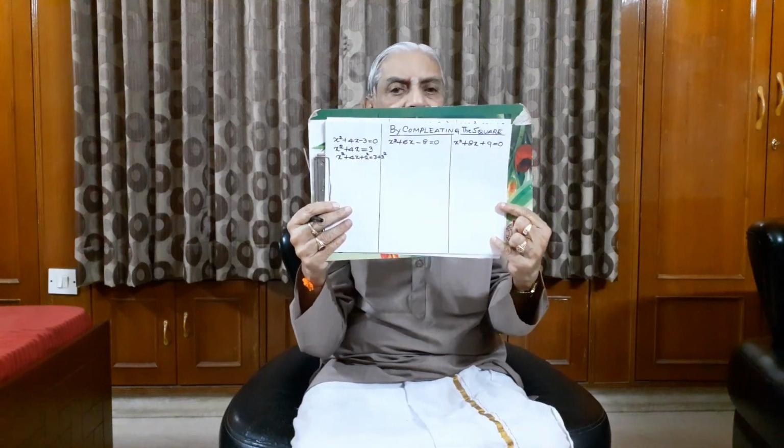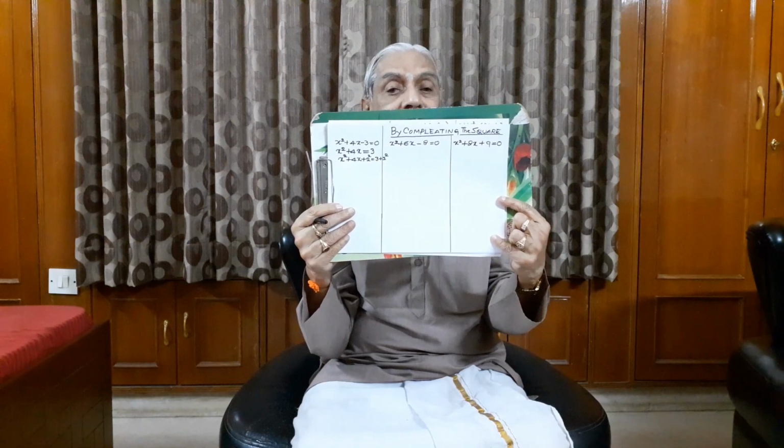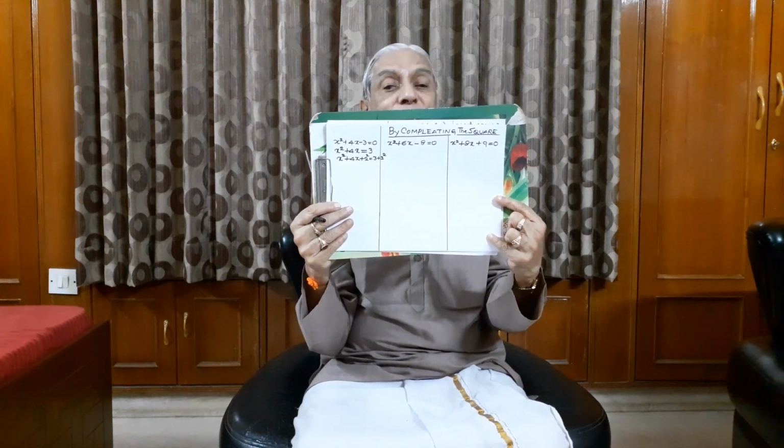And then I take half of the coefficient of x. The coefficient of x is 4. What is half of 4? That is 2. I square it and just add it. Plus 2 squared I am just adding. Why? To make the left hand side a perfect square.